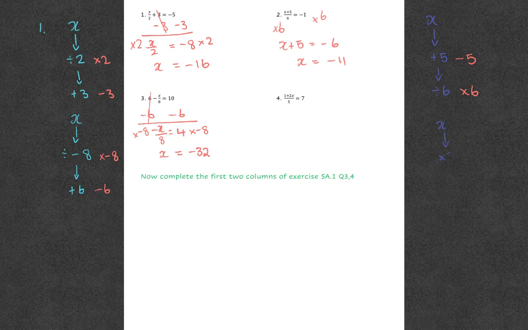Now we've got 1 plus 2x in this case. So we start off with the x, we multiply it by 2, we add 1, and then we divide it by 5. So going backwards, times by 5 minus 1 divided by 2. So 1 plus 2x equals 7 times 5, which is 35. Minus 1 from both sides, 2x equals 34. x equals 17.